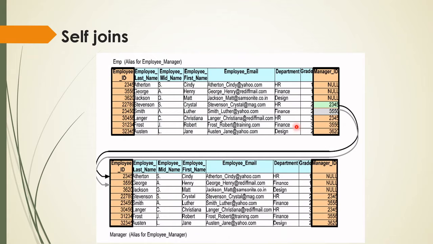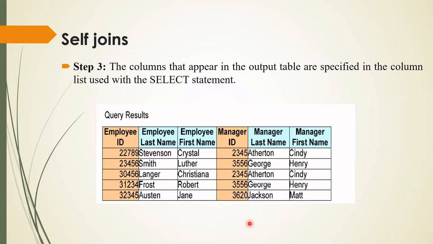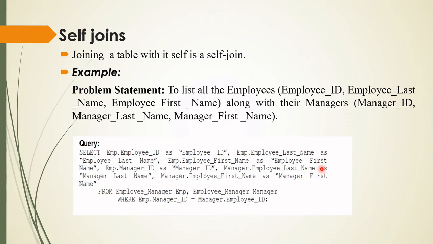Langer has 2345, and again 2345 is Atherton, so Langer's manager is Atherton. Now Frost has 3556, and 3556 is George, so Frost's manager is George. Austin's manager ID is 3620, and 3620 is Jackson. So like this it will display the output. So this is the query result. But how do we write the query?